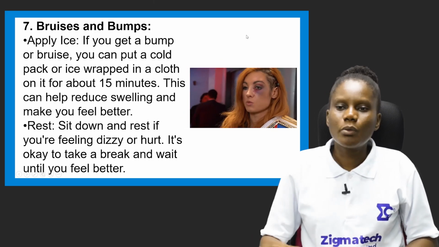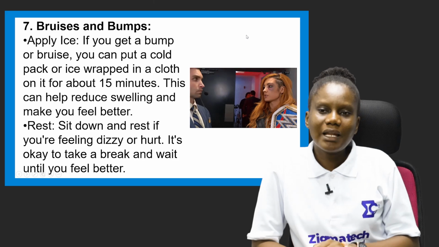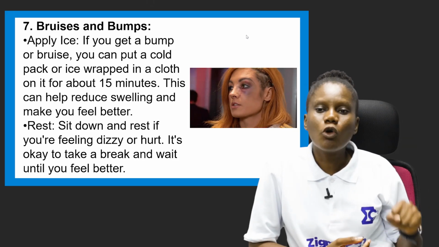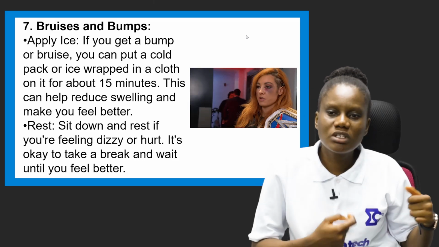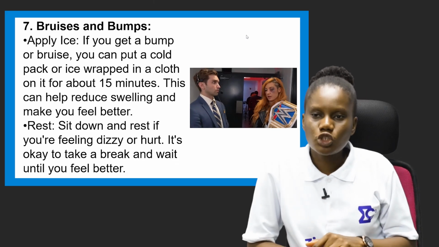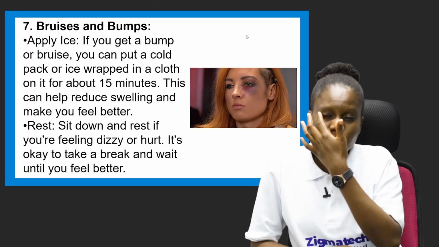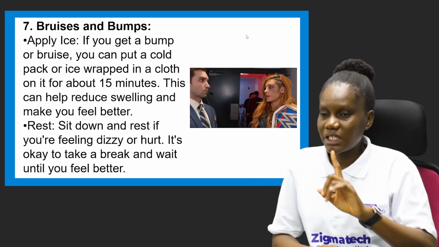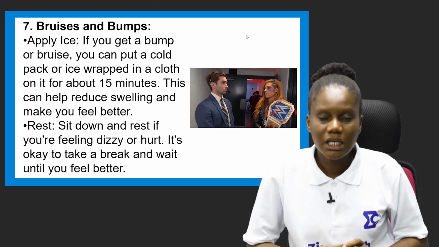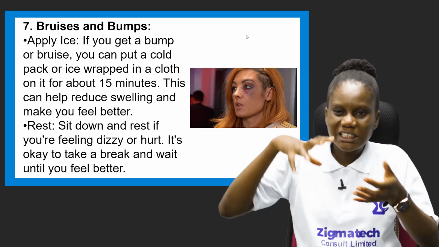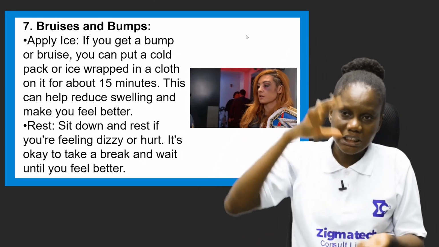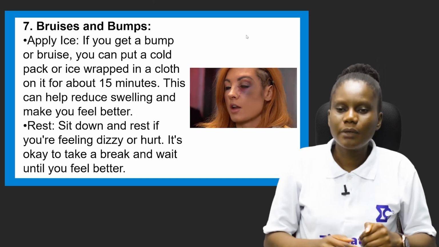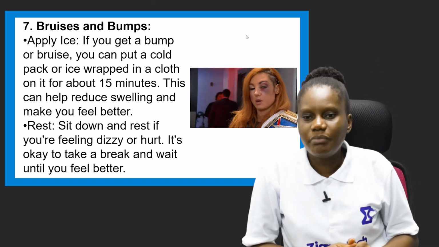Then bruises and bumps. Apply ice. If you get a bump or bruise, you can put a cold pack or ice wrapped in a cloth on it for about 15 minutes. This can help reduce swelling and make you feel better. If you check the first aid material, you can see a cold pack there. It is for bruises. So you can just wrap that ice with cloth for about 15 minutes.